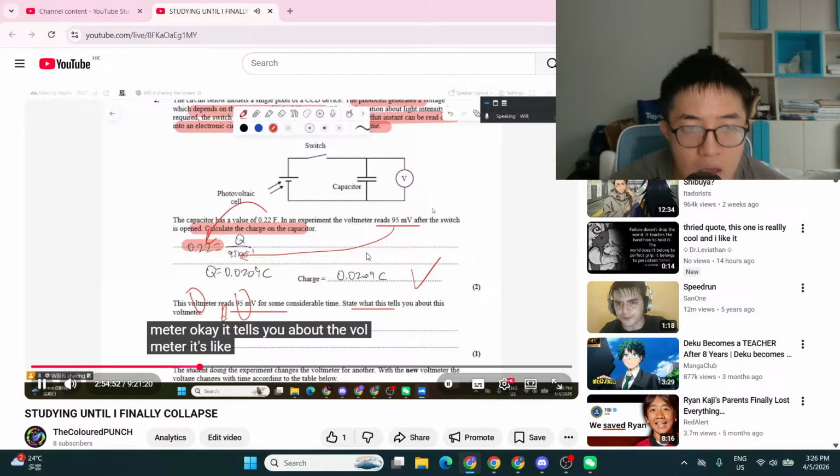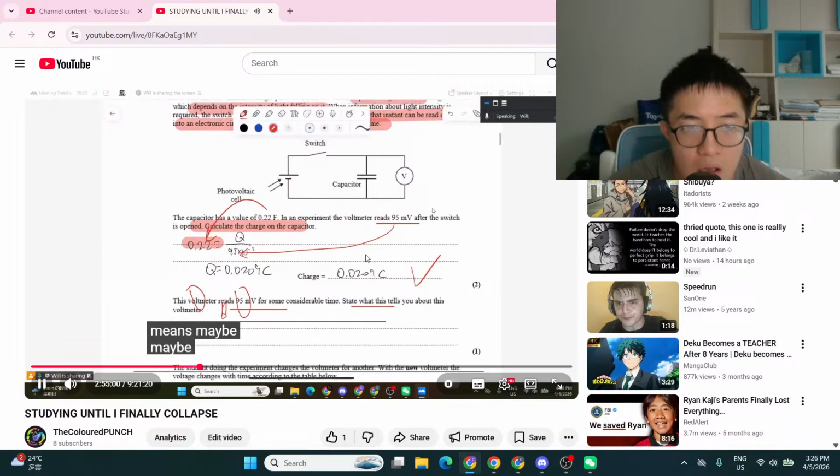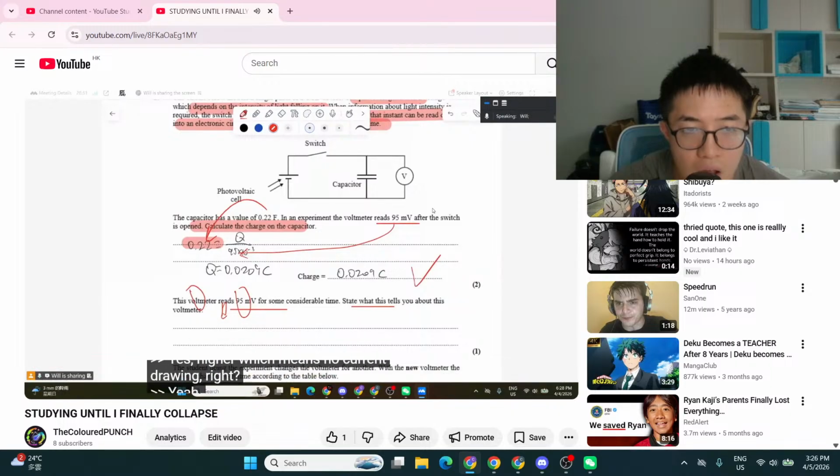It stays for some considerable time, which means maybe the resistance is high or low. Higher, yes, which means no current drawn, right? So we can write that this voltmeter has a very high resistance. Understand that?